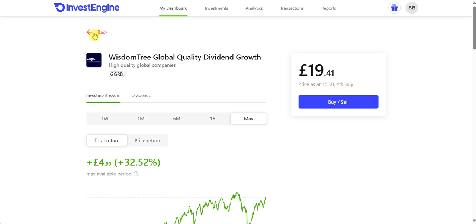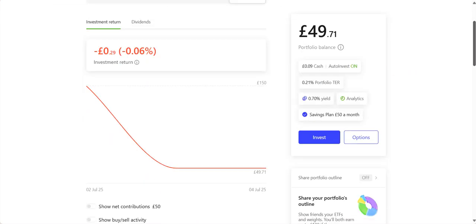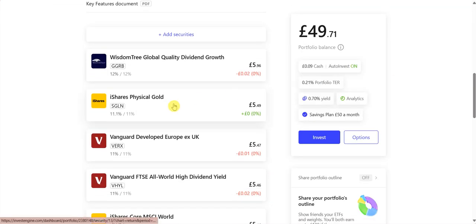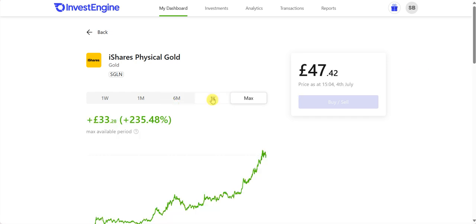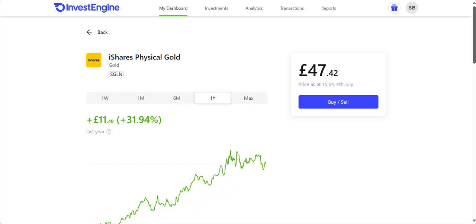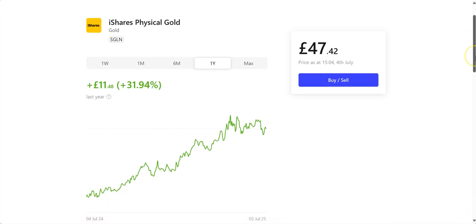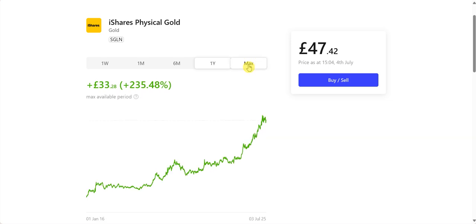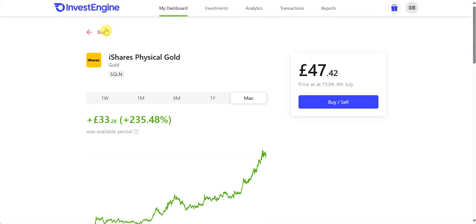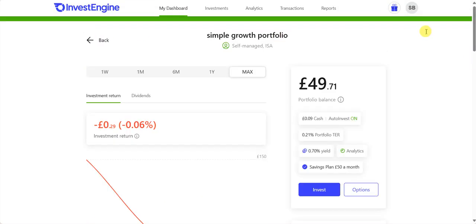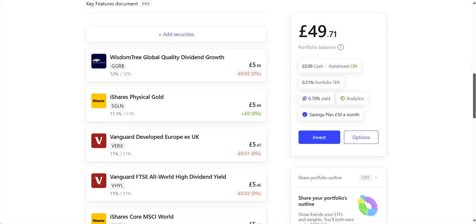So, right, let's have a look. Right, the next one is gold, which I've mentioned before. So the year to date is 31.94%, which is brilliant. And then the max, there we go, January 2016, and that's the return, 235.48%. So like I say, I think that is my little cash pot. So it's good to have in there.